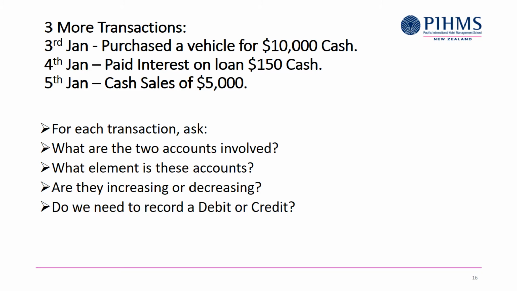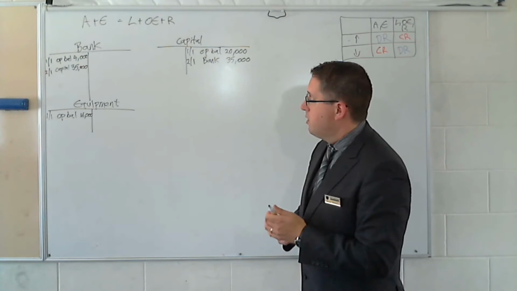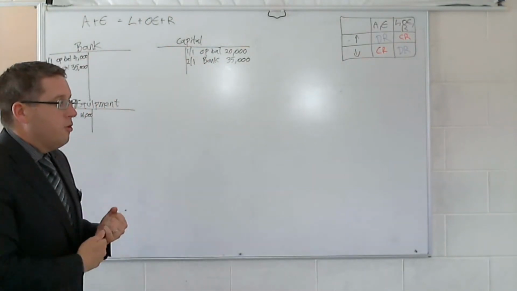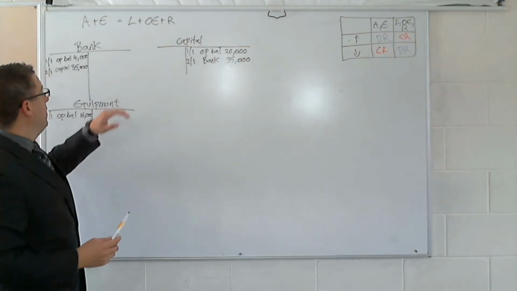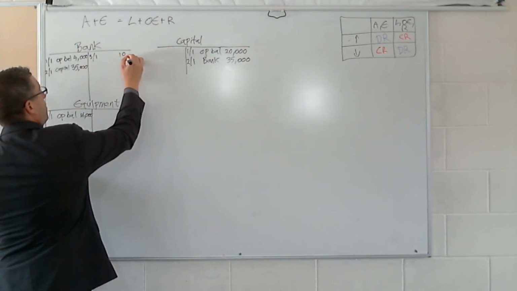Right, similar to what we did in Module 2, purchase a vehicle for $10,000 cash. Well, bank account's going to be affected, isn't it? We're going to use money out of the bank account. Bank balance has gone down, so this will be on the credit side. $10,000.